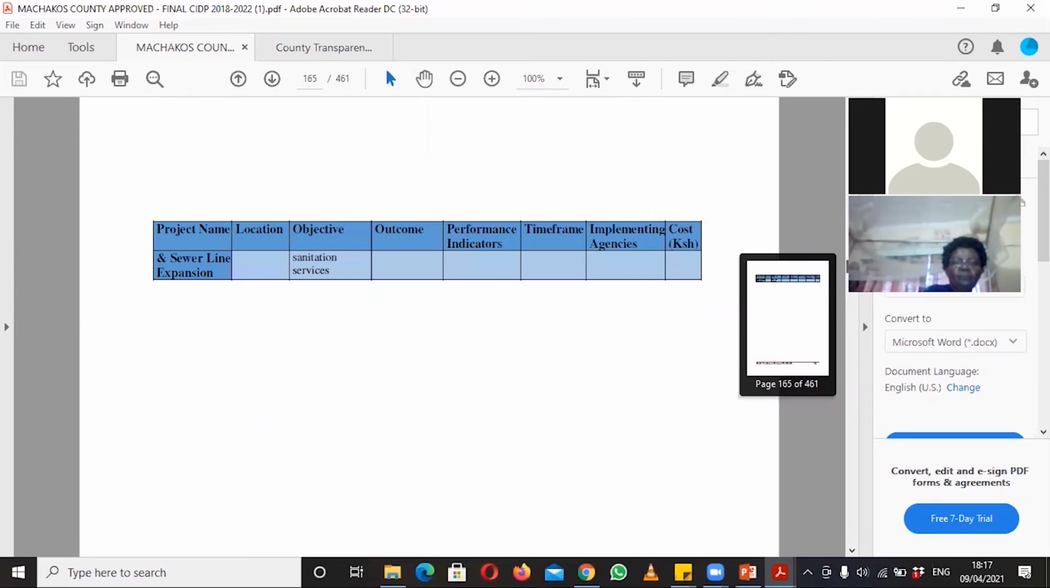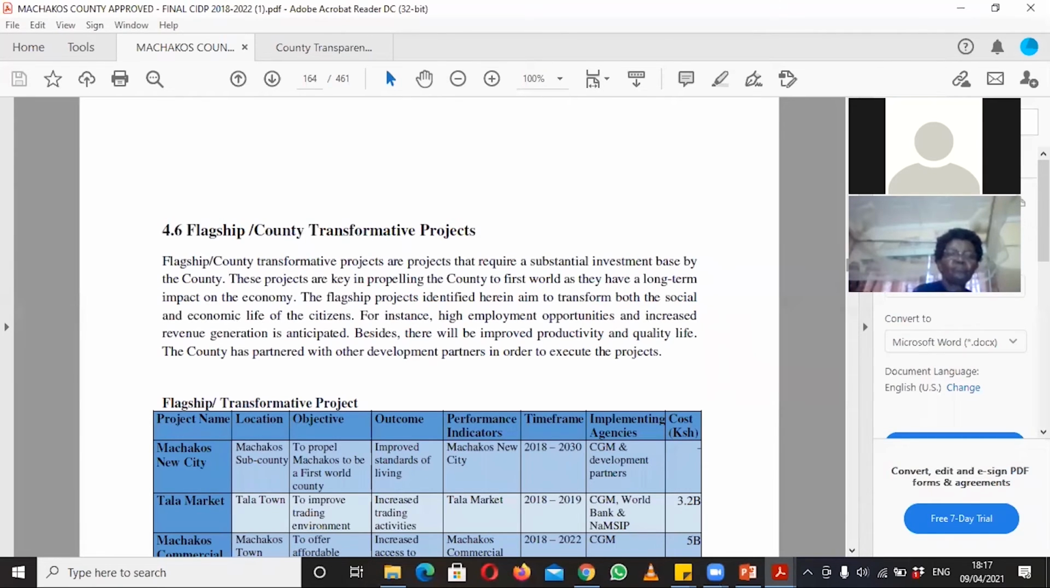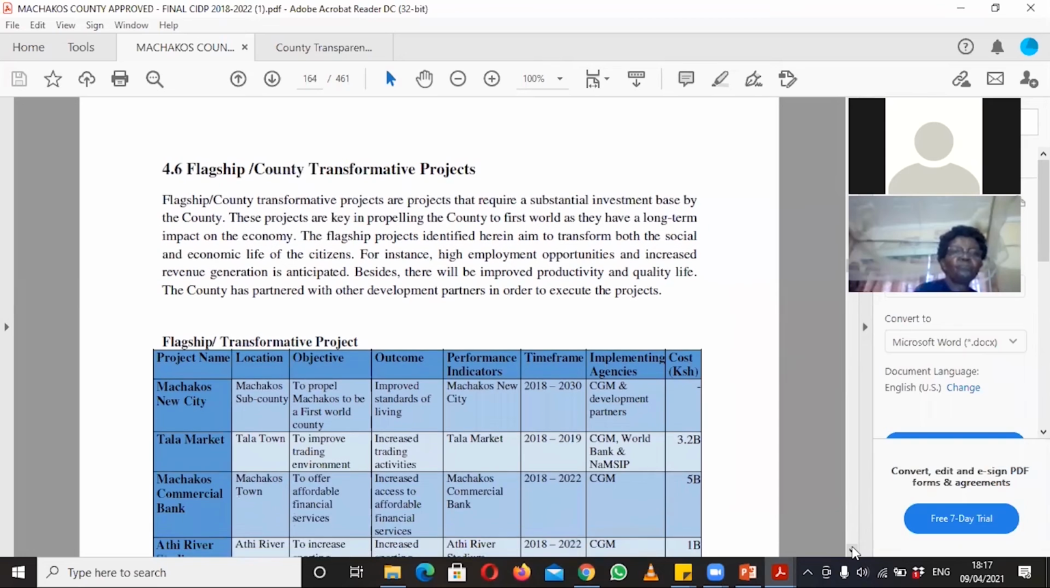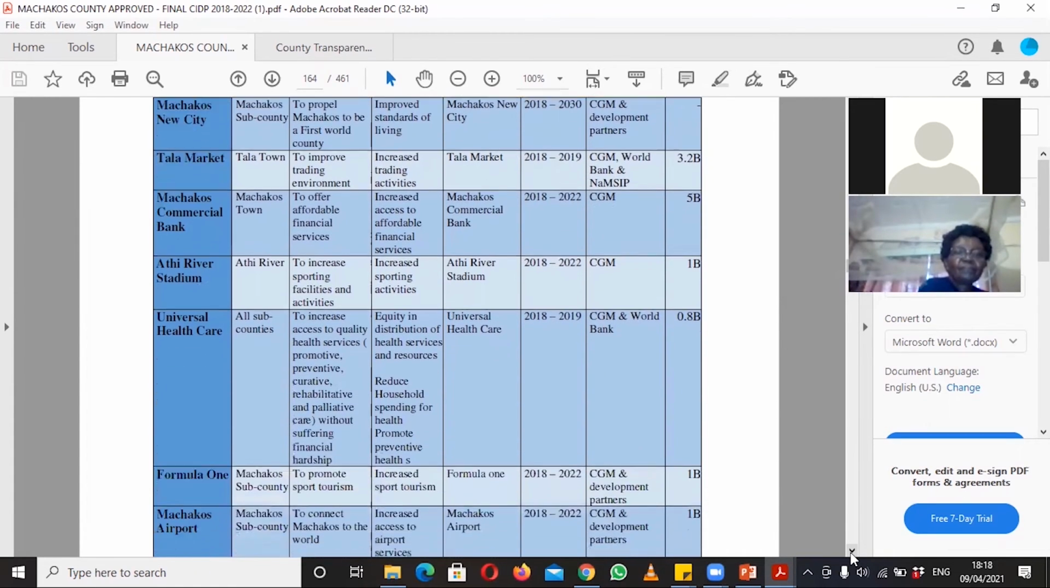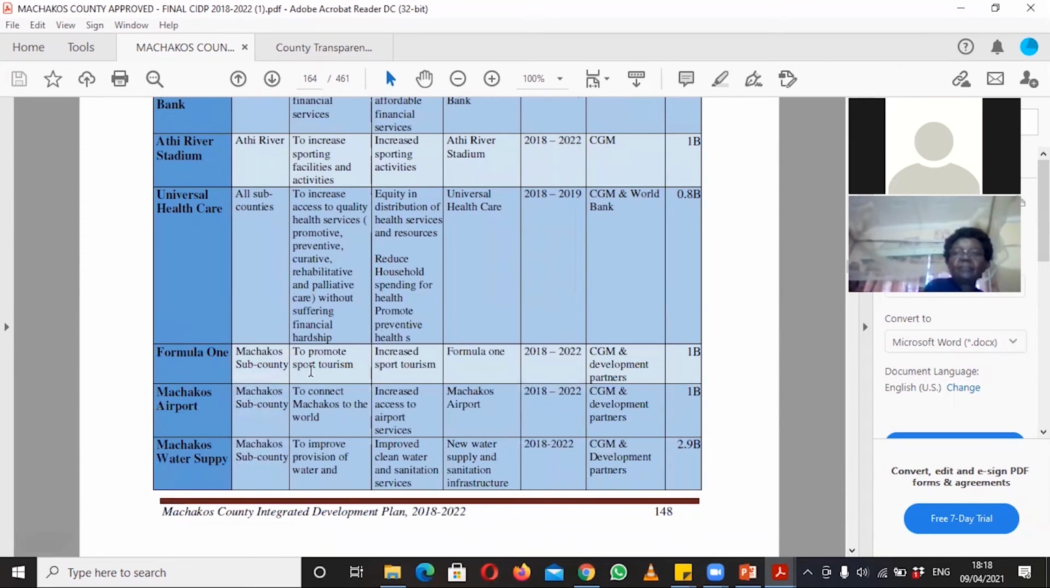Beatrice, I had mentioned earlier that it will be good to follow up these flagship projects and see whether they are there. Like the Tala market, whether it was completed in 2018 to 2019. We may ask our colleagues from Tala to share with us whether it is complete. At River Stadium, we'd also like to see where it is. It has been allocated 1 billion. Tala market was allocated 3.2 billion by the county. UHC was allocated 0.8 in 2018-2019, so that was 800 million. It is good to follow up and see whether the county is actually delivering.